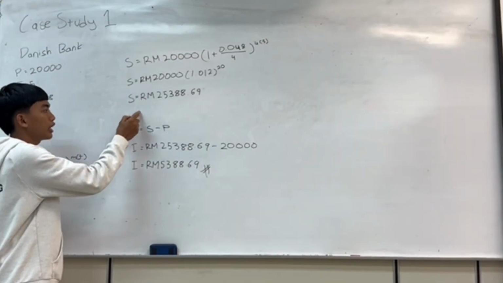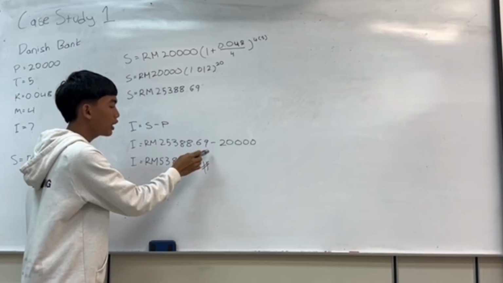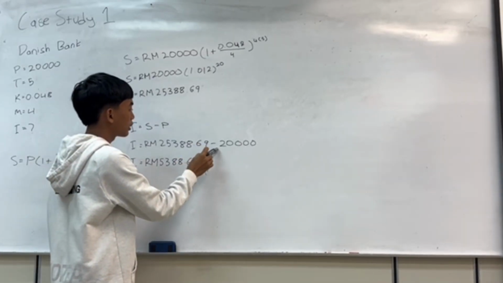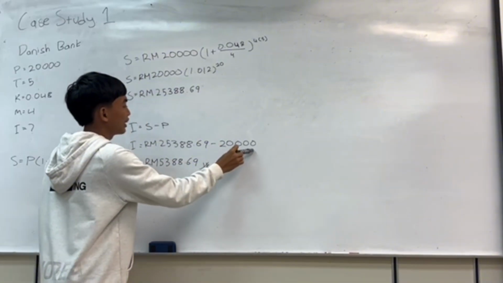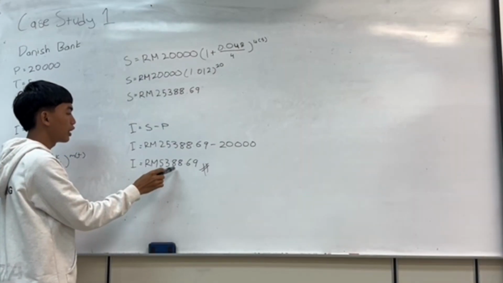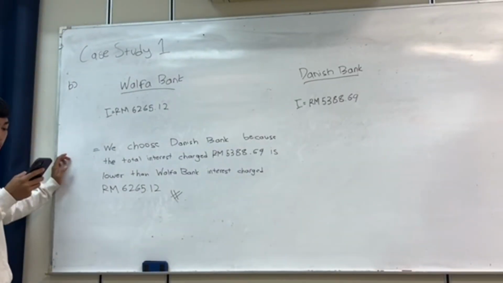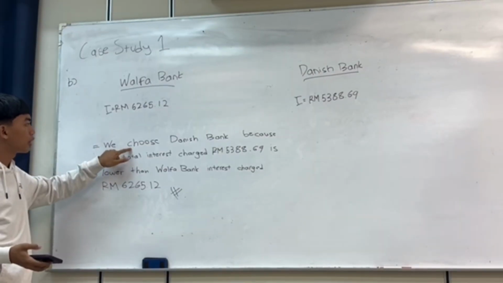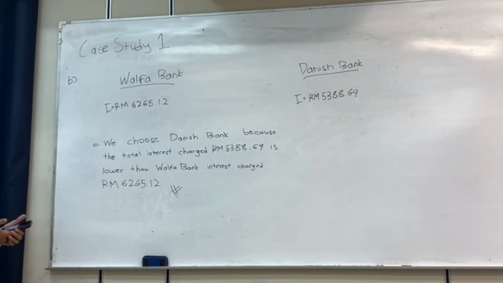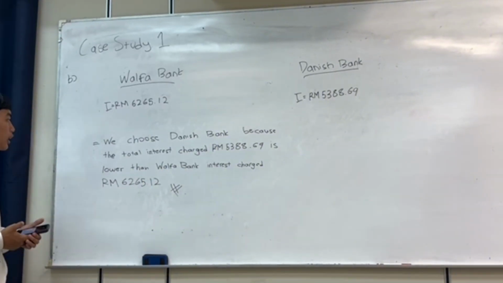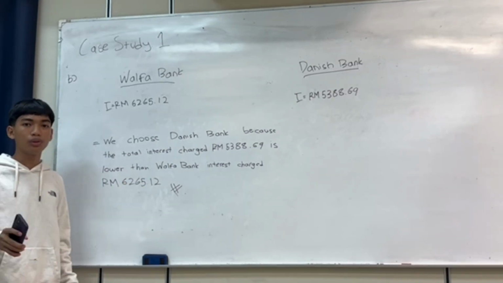After we get the S, we can find I. S minus 20,000 and we get 5388.96. We move to question B. We choose James Bank because the total interest charge RM5388.96 is lower than Alpha Bank interest charge RM6265.12.